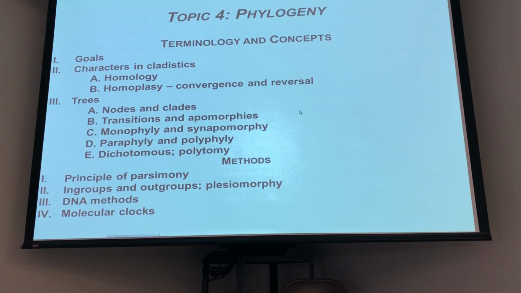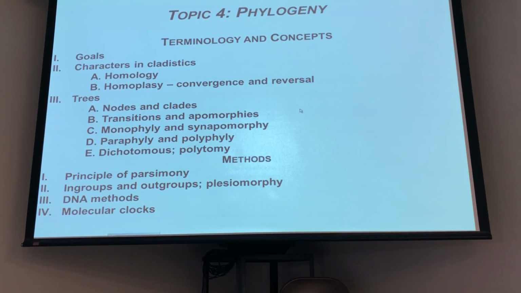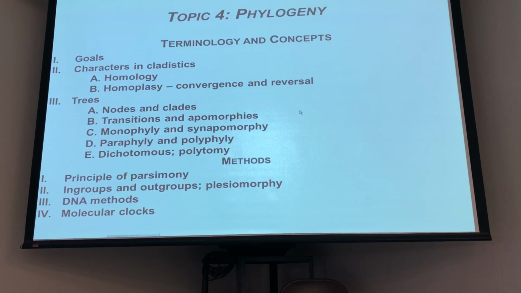So we'll take a look at what the methods are, but the first thing we have to do is look at what types of characters are used. What data do we have to use to construct phylogenetic trees or evolutionary trees? Well, we have to base it on traits or characters. They're often called characters in this type of work. Characters do have to be heritable. If the character isn't heritable, then of course it's not going to tell you anything useful about evolutionary history.